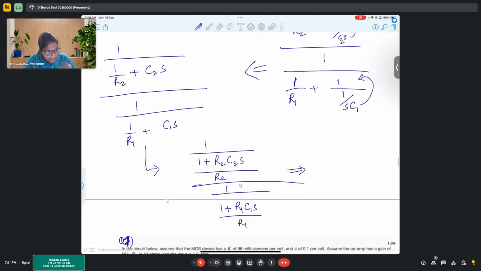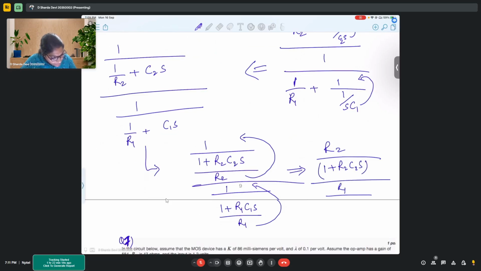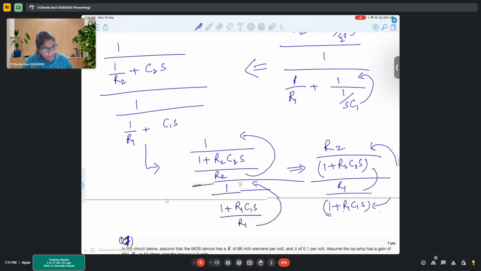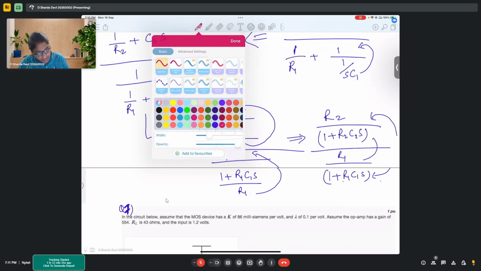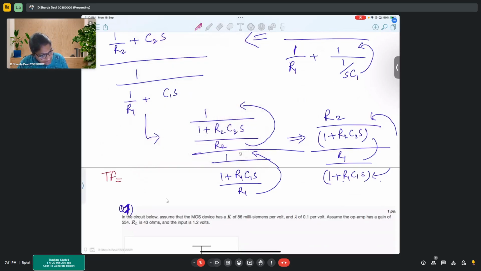So this would come here, this would come here: R2 upon 1 plus R2 C2S, by R1 upon 1 plus R1 C1S. Now again these two will be multiplied, these two will be multiplied. So the final transfer function that you get is R2 (1 plus R1 C1S) by R1 (1 plus R2 C2S).